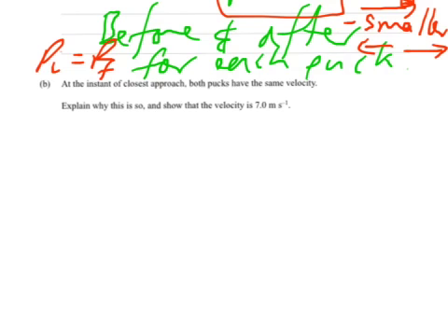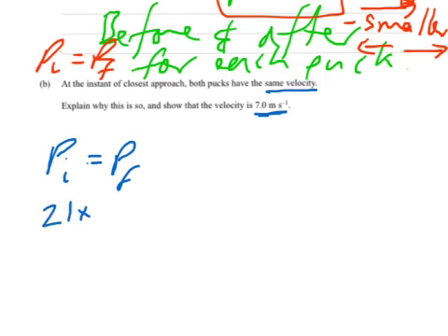Okay, B. At the instant of closest approach, both pucks are at the same velocity. Explain why this is so and show that the velocity is 7.0 meters per second. I think it's probably easier to show it than to explain it, but your initial momentum has to equal your final momentum, and your initial momentum is just the momentum of the one puck, which is 21 times 2 grams, 0.002, which is 2 times 10 to the minus 3 kilograms.